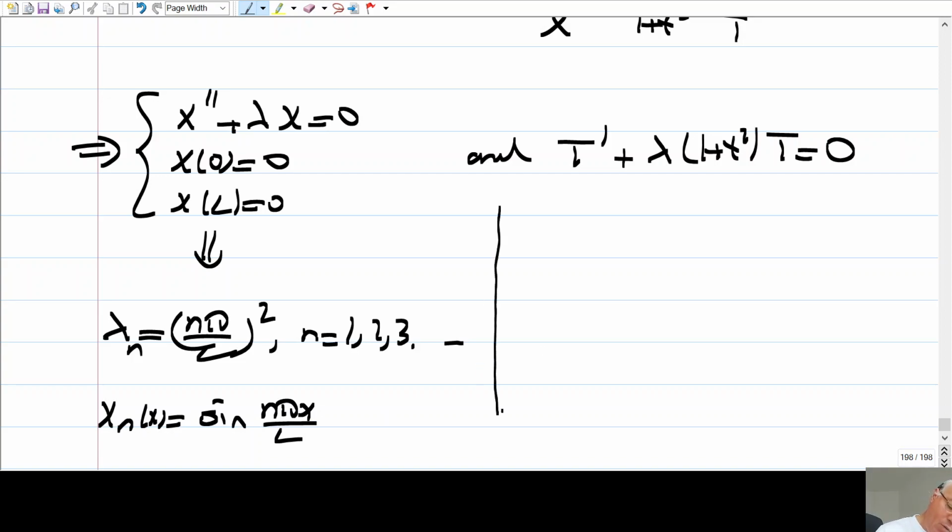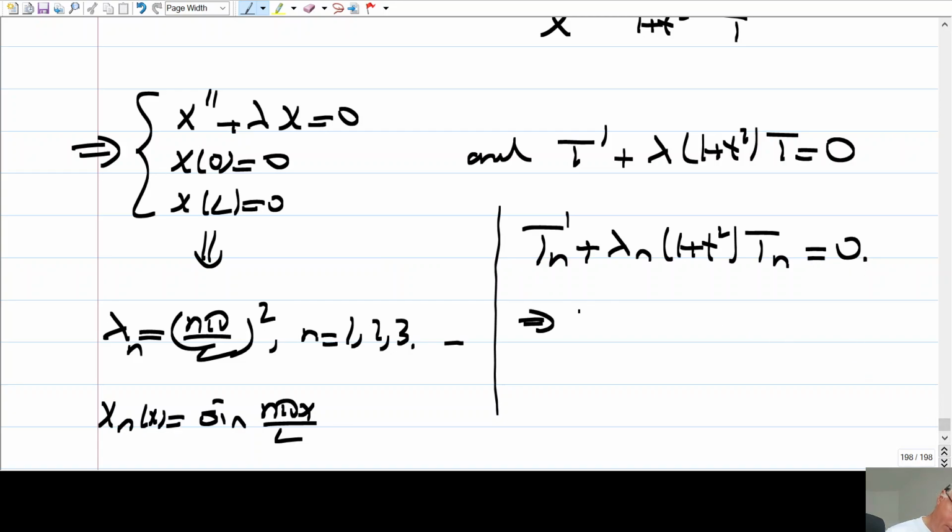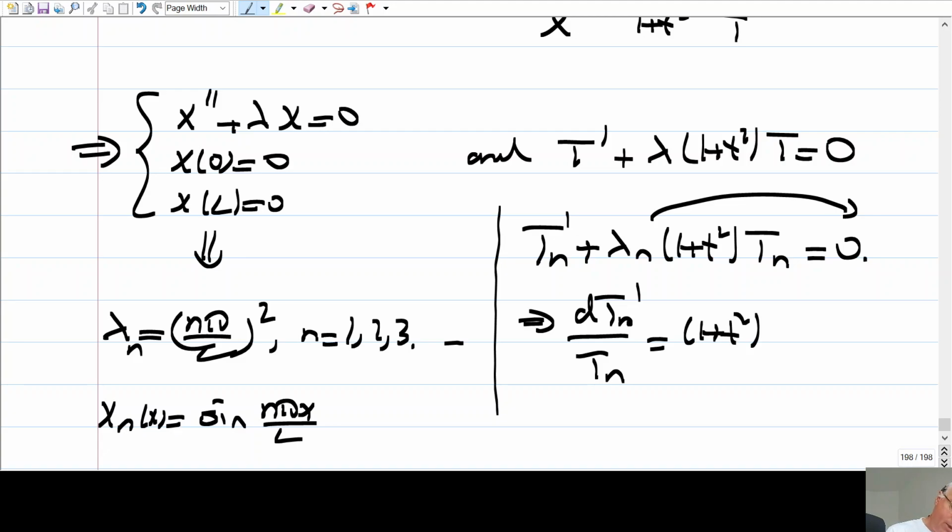Okay. What about the corresponding T_n's? So T_n prime plus lambda_n (1 + t squared) T_n equals 0. So this gives us what? Again, this is a separable equation. So dT_n over T_n is what? I take this to the other side and divide by T_n and take dt to this side. So I have (1 + t squared) dt.